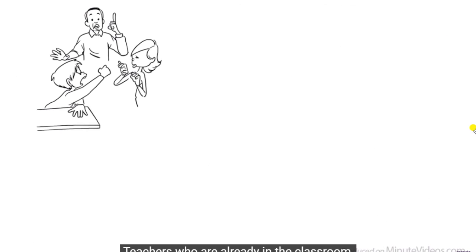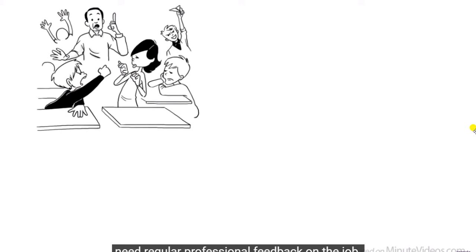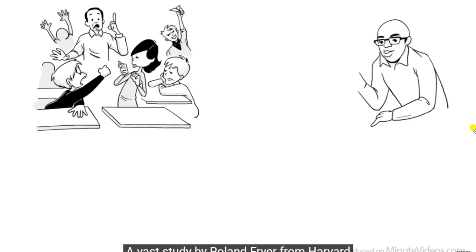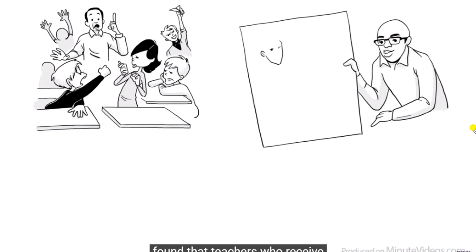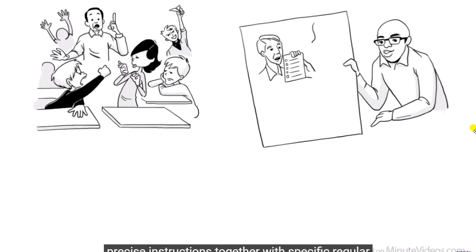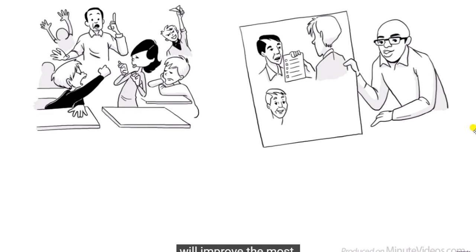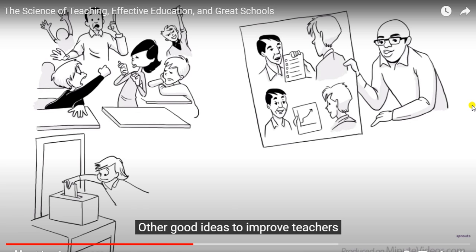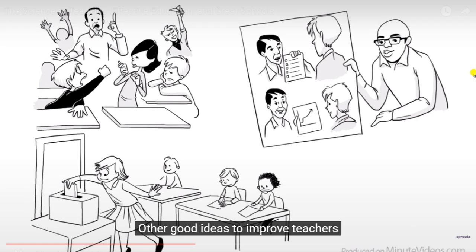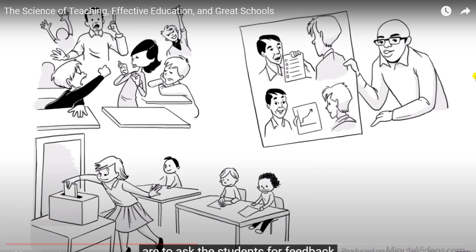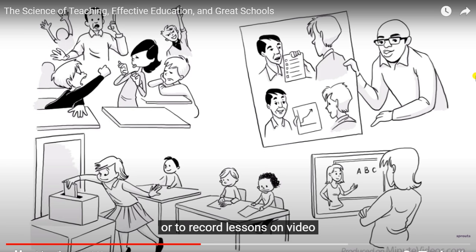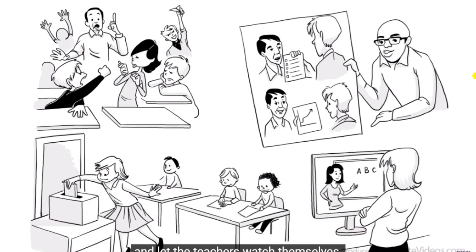Teachers who are already in the classroom need regular professional feedback on the job. A vast study by Roland Fryer from Harvard found that teachers who receive precise instructions together with specific regular feedback from a lead teacher will improve the most. Other good ideas to improve teachers are to ask the students for feedback or to record lessons on video and let the teachers watch themselves.